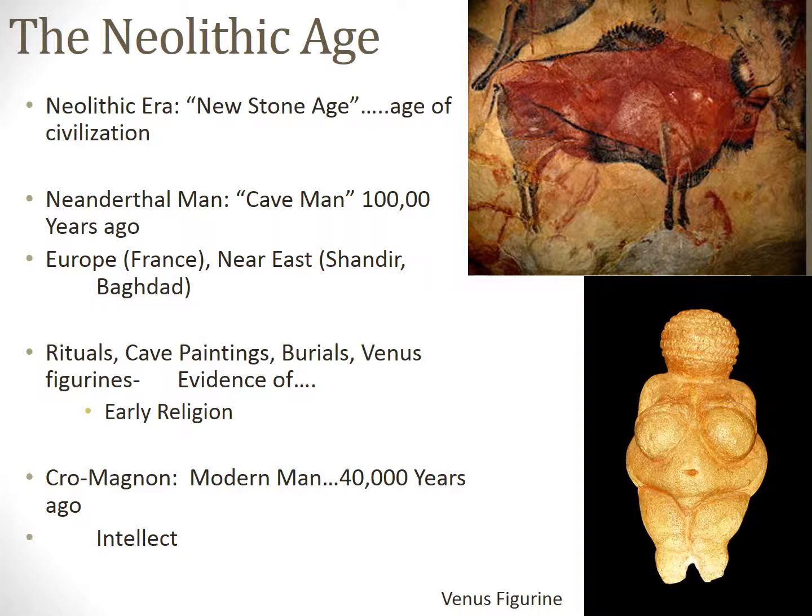Now, Cro-Magnon man came along around 40,000 years ago, and Cro-Magnon man, Homo sapiens, is basically the modern humans, and they are associated with intellect and conscious thought. Neanderthals and Cro-Magnons lived together, and we know that they would have interacted with each other. In fact, many humans have a small percentage of Neanderthal DNA in them to this day, which is evidence of the interaction and the living together between Neanderthals and Cro-Magnons during the late Paleolithic period.